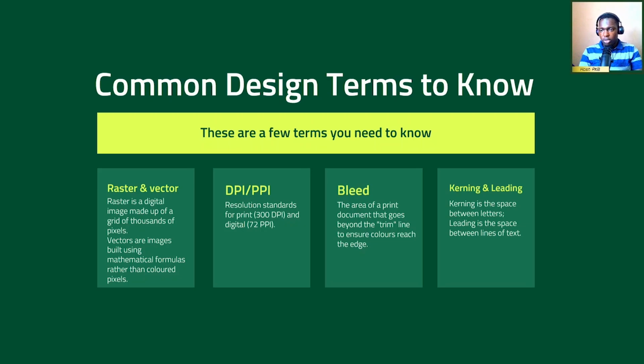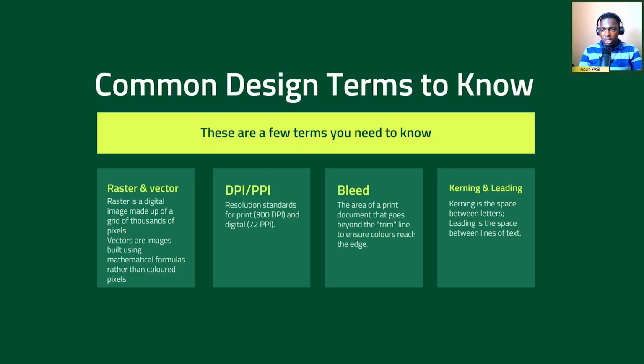Our next term or terms here is DPI. DPI basically means dots per inch, and then we have PPI. PPI means pixels per inch. So DPI or PPI, dots per inch or pixels per inch, are resolution standards for print. So in print, we could have 300 DPI and then digital 72 PPI. So mostly for print work, we use the resolution of 300 DPI, and for digital or on-screen designs, we use a DPI or PPI of 72.